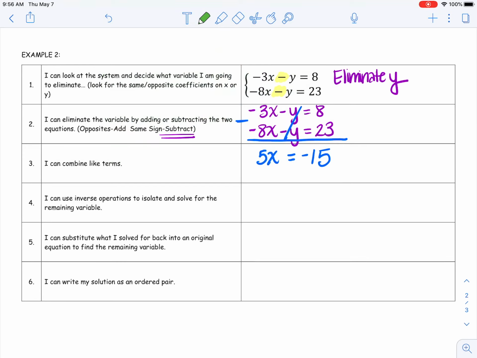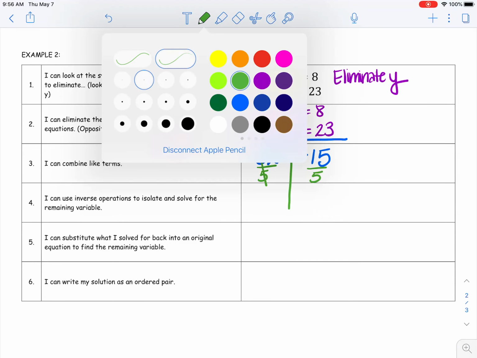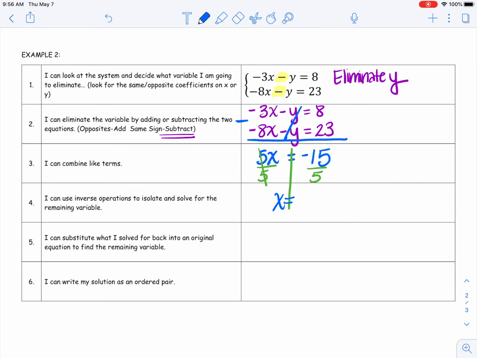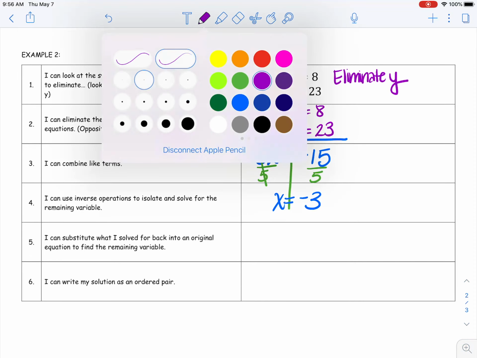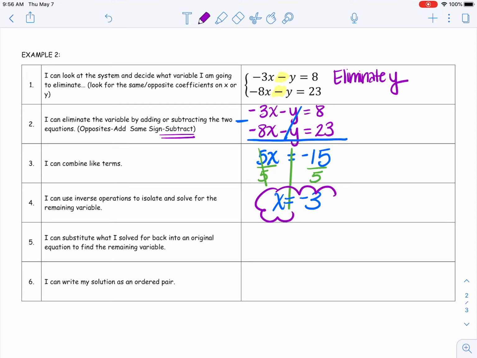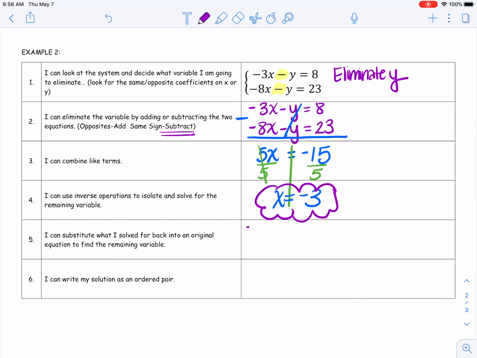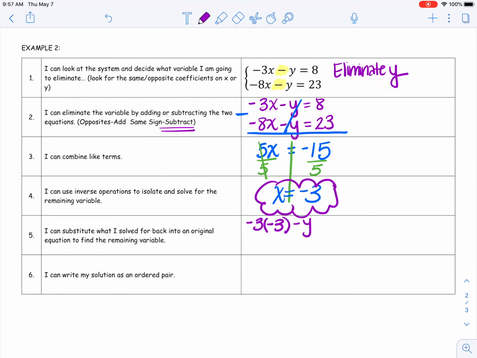The next step that we're going to do is we are going to solve for that remaining variable. So we're solving for x, and solving for x is done by dividing both sides by 5, leaving me with x equals negative 3. Okay. Now I'm going to take that negative 3 and I'm going to pop it back into one of the equations. It does not matter which one. I'm just going to pick the first one because the numbers are smaller. So negative 3 times negative 3, which is my value for x, minus y equals 8.